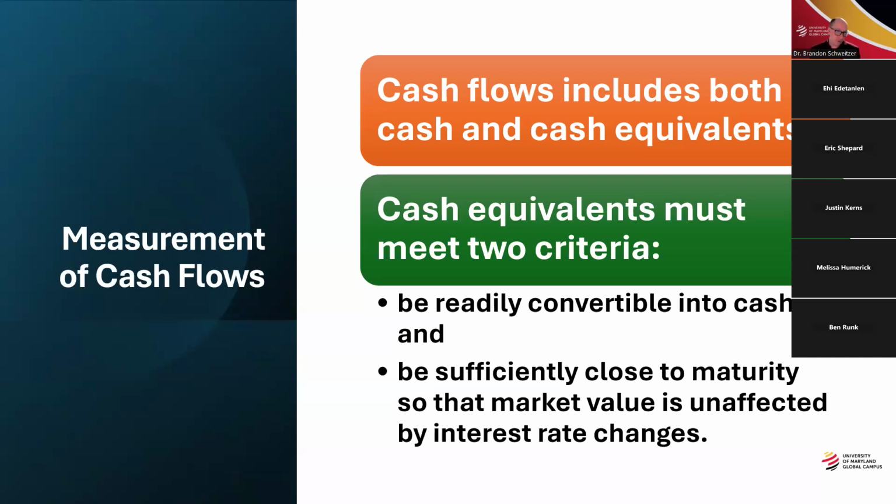A cash equivalent means that it must satisfy two criteria. The first is that it's readily convertible to a known amount of cash, and two, it's sufficiently close to its maturity so that the market value is unaffected by interest rate changes. So these two things must be true in order for us to be able to convert something into cash. That's what we call a cash equivalent.